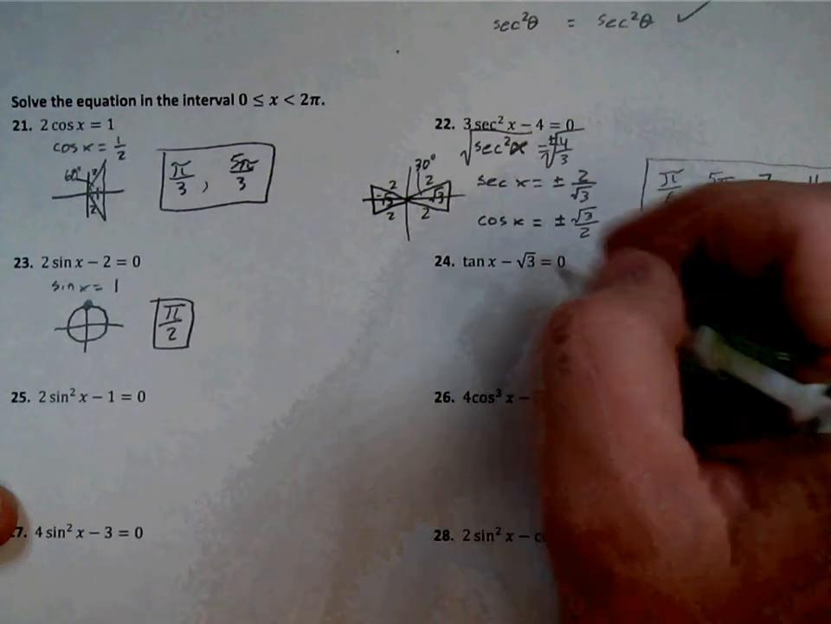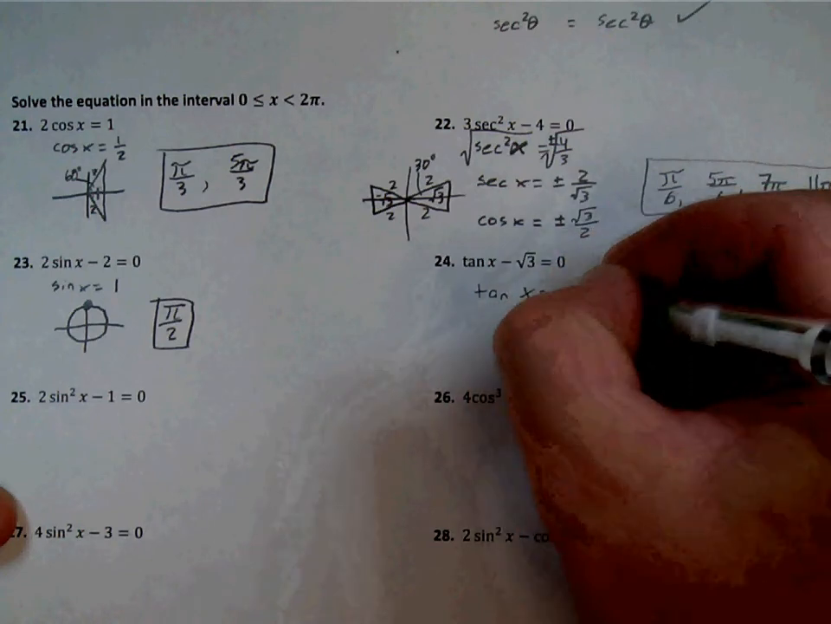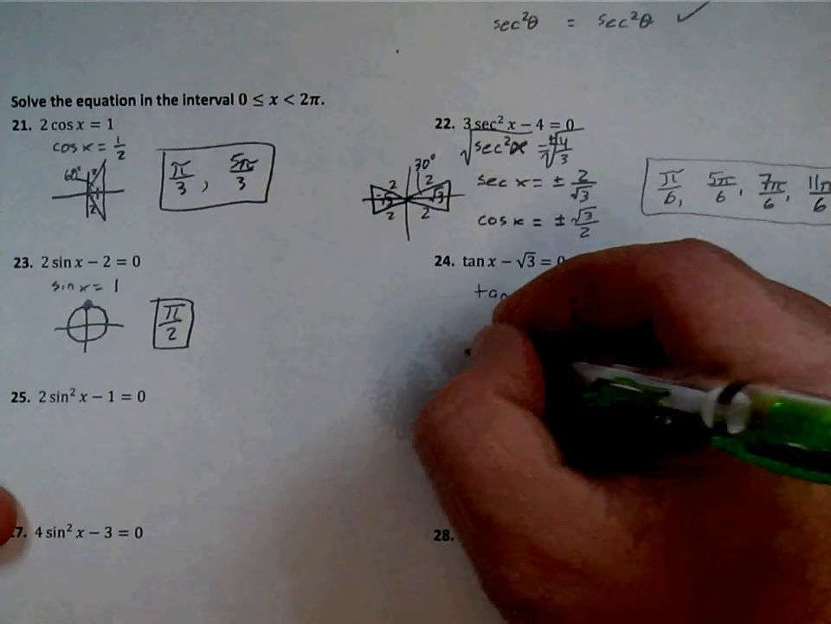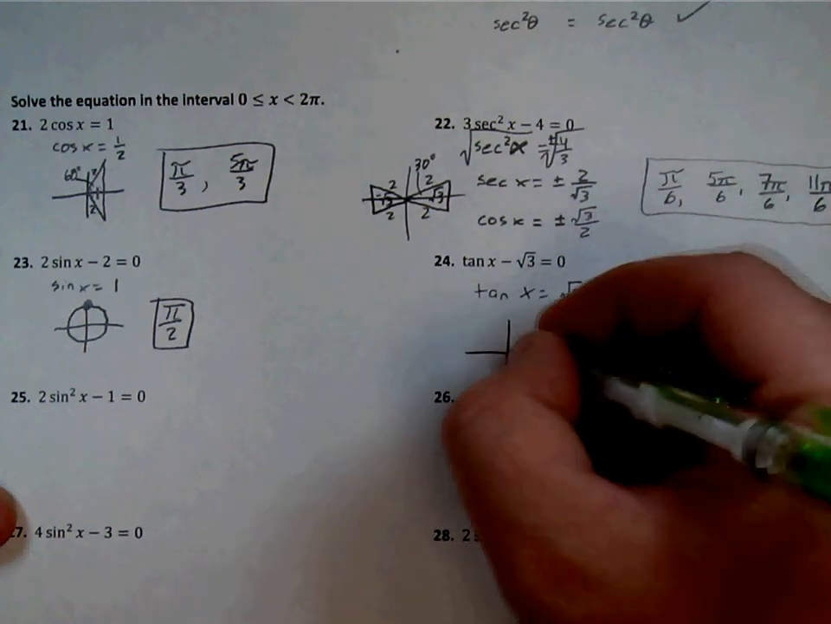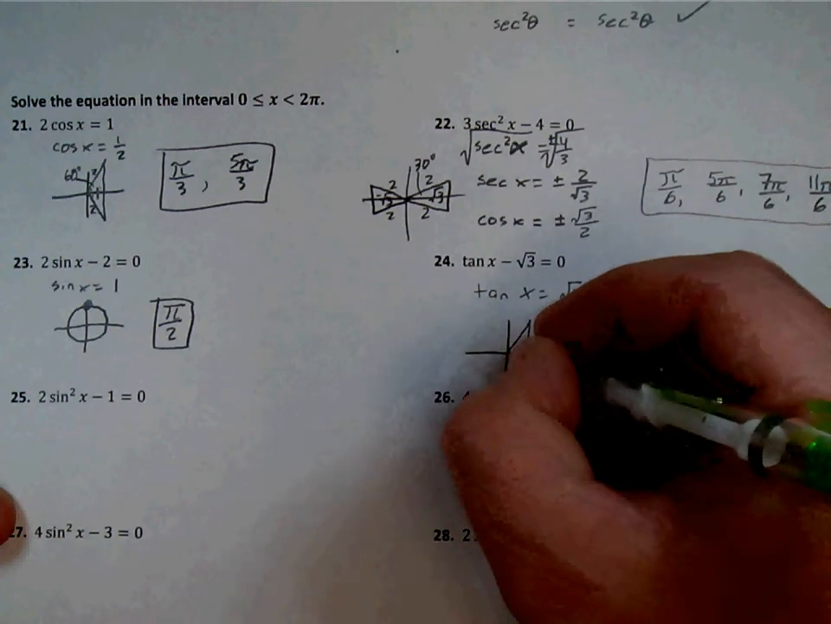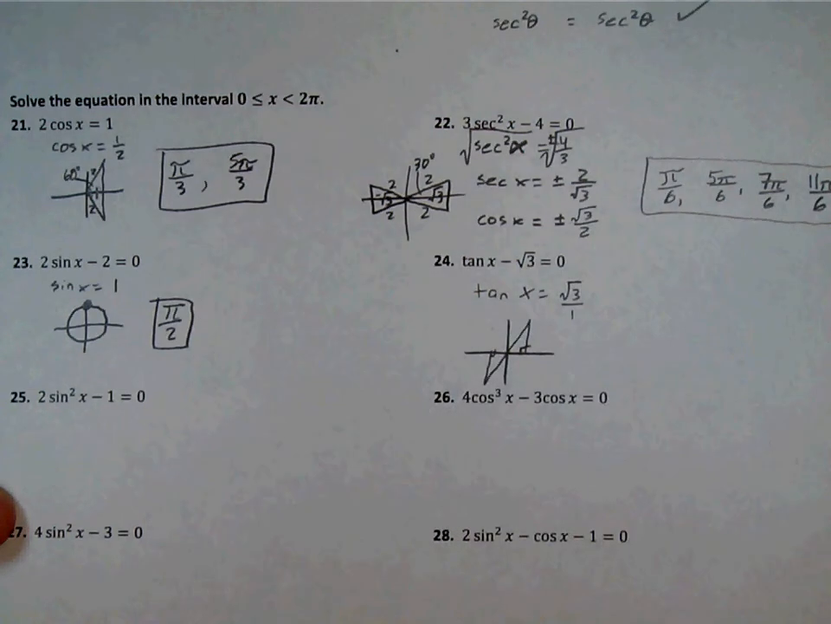Number 24, we would add square root of 3. So tangent of x equals the square root of 3. You can think of that as over 1, so you have your opposite over your adjacent. Tangent's positive in the first quadrant. It's also positive in the third quadrant. So always every 180 it's going to repeat itself. That's what happens in tangent.